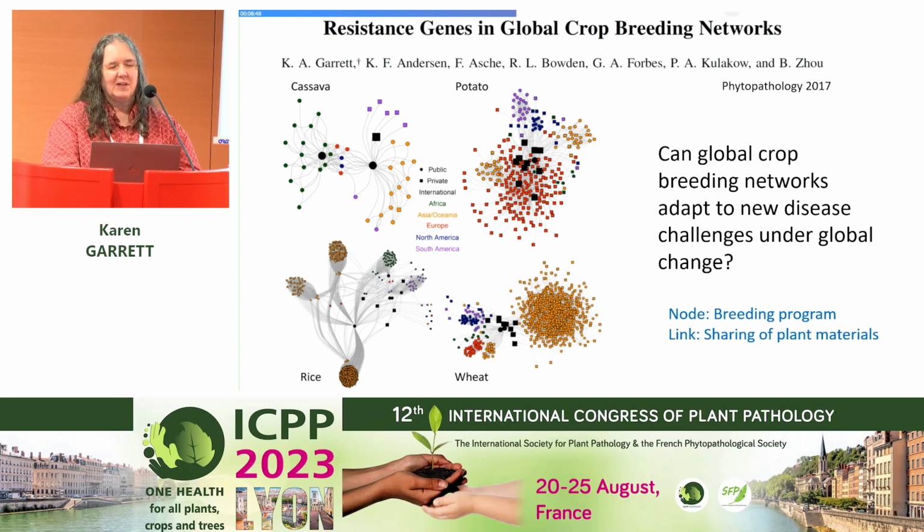And so then if we think about these global systems, here are some versions of cassava, potato, rice, and wheat crop breeding networks. Here a node represents a breeding program, and a link represents sharing of plant material. You can think about these again from the two sides of the coin, right? It's great to have resistance genes with the opportunity to deploy them in a lot of different places, but as this material spreads around, it's a potential problem.